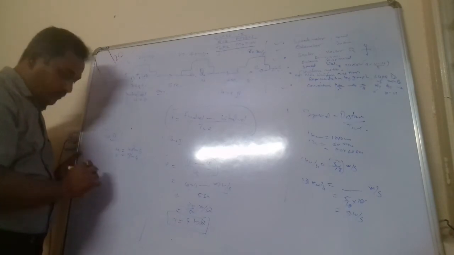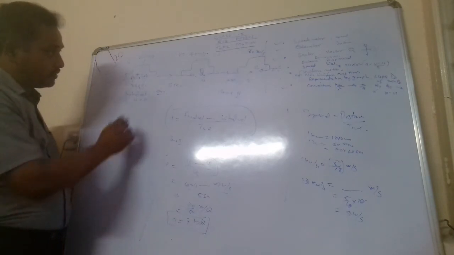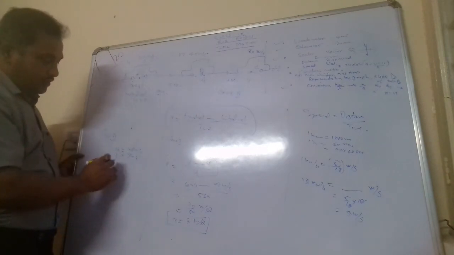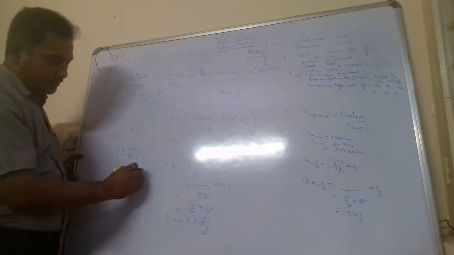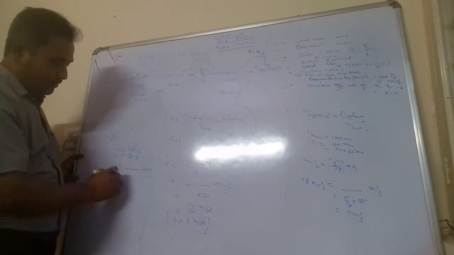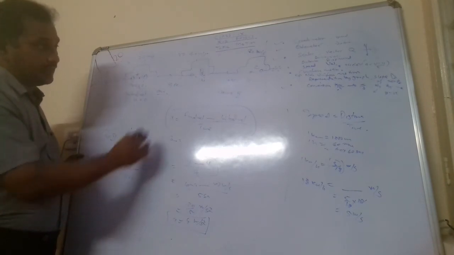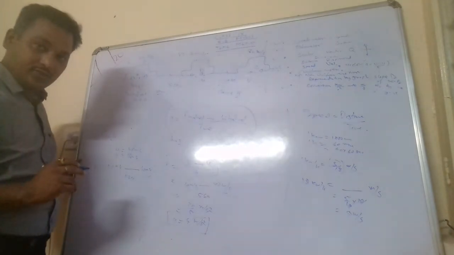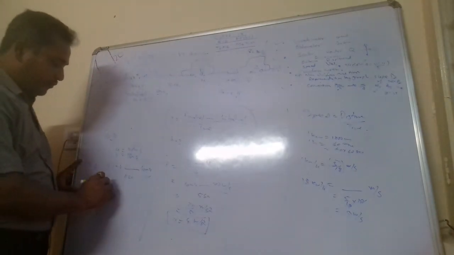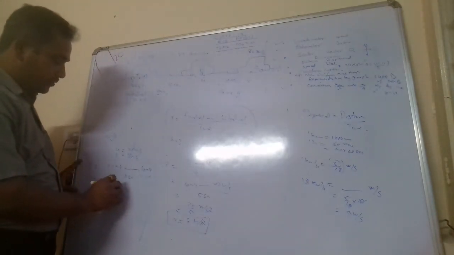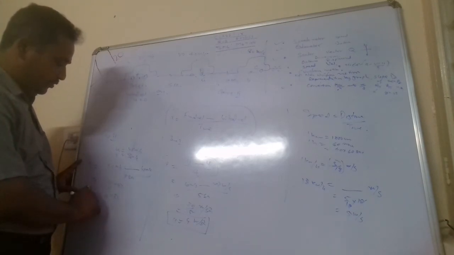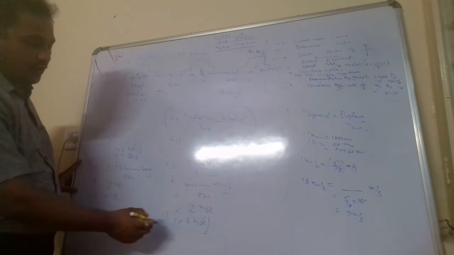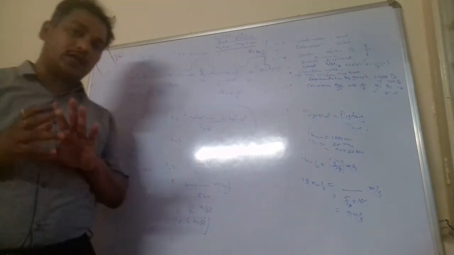So a will become equal to how much? Final velocity is 80 meter per second minus 40 meter per second, divided by time, that is 10 seconds it is taking in this case. So this will become 40 by 10 meter per second square, which is equal to 4 meter per second square. Here a2 you can write, the first one was a1. So like that you can calculate acceleration for any case.